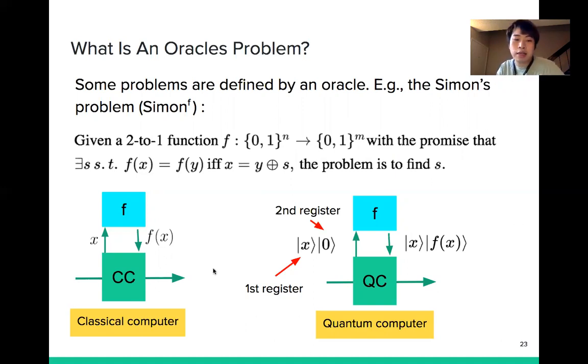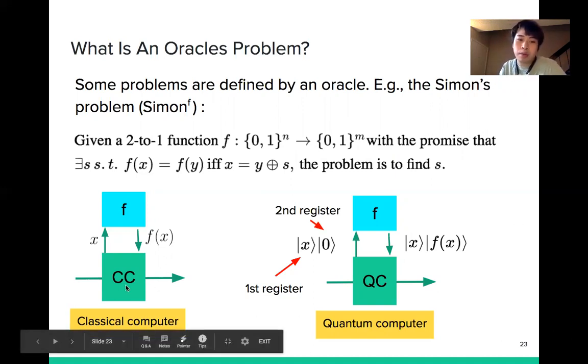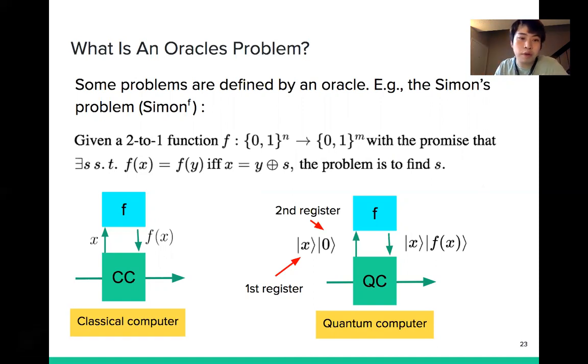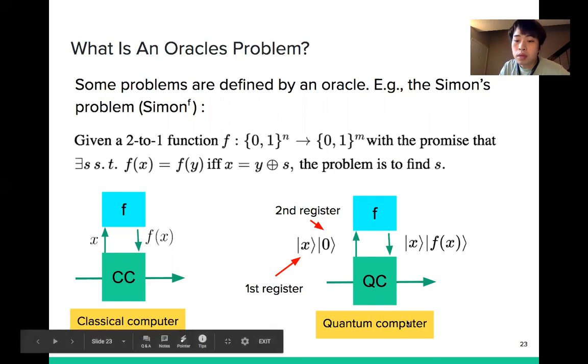If you have a classical computer, then you can make polynomial queries to the function. So you can query x, and then the Oracle, or say the function, will reply with f(x). And you collect lots of these pairs x, f(x), and then you can try to solve the problem.